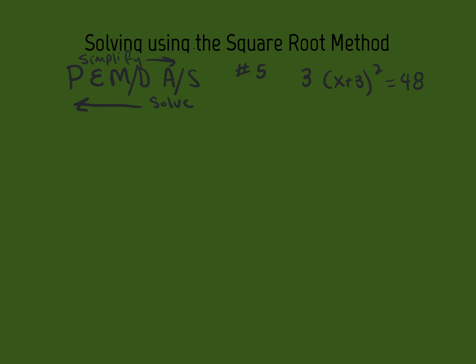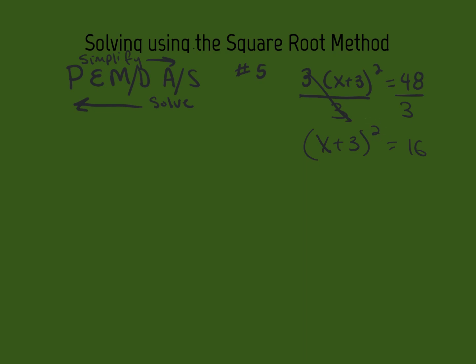We're multiplying by that 3. So let's divide by that 3. What we do to one side, we have to do to the other. And so we get (x plus 3) squared equals 16. Okay, so now that we've handled the multiplication and division, let's take care of that exponent.